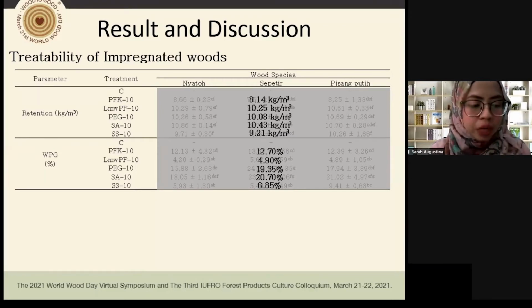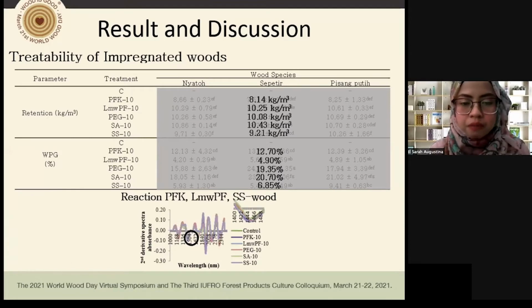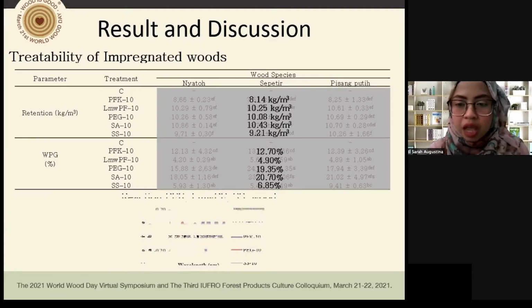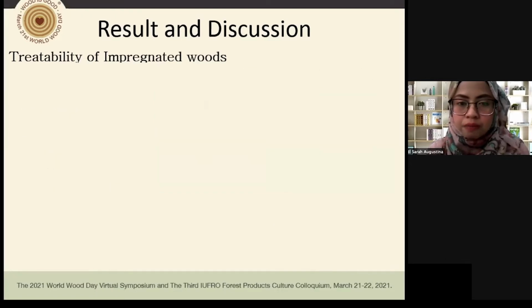Reaction between impregnating agent and wood can also be proven by NIR spectra, especially on second derivative spectra absorption at distinct wavelengths. Here is the reaction between SA and wood. Here's the reaction between conventional PF, low molecular PF, and sodium silicate and wood. And here's the reaction between polyethylene glycol and wood.